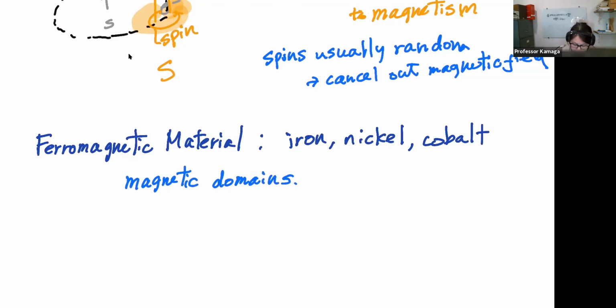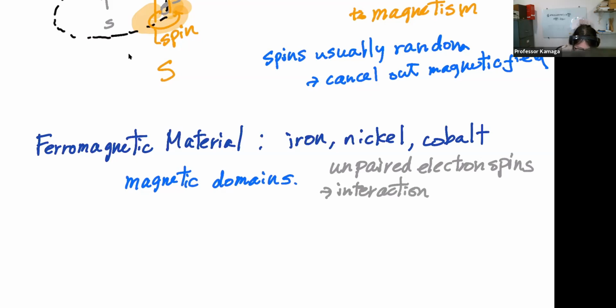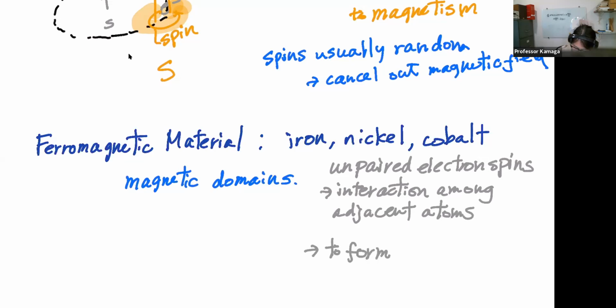These ferromagnetic materials have unpaired electrons, so you have leftover spins. So these have unpaired electron spins. And this can cause an interaction among adjacent electrons to form magnetic domains.